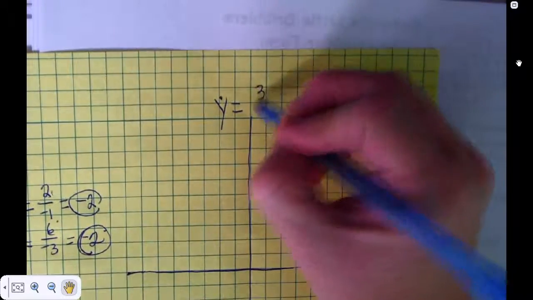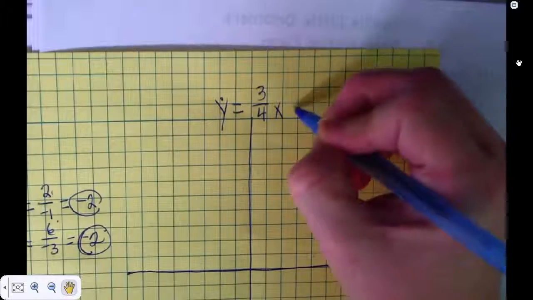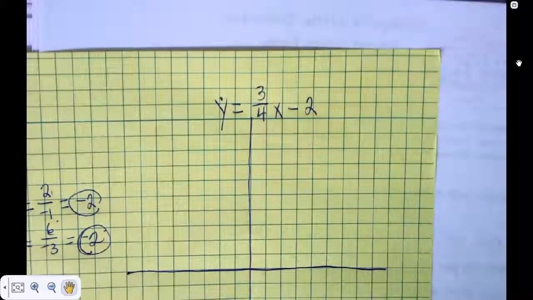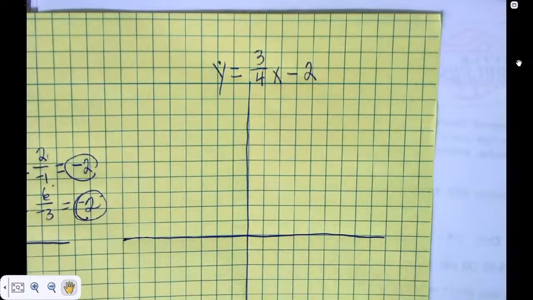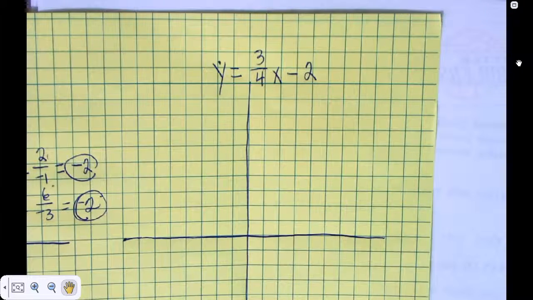Okay? y equals 3/4 x minus 2. Go graph it. y equals 3/4 x minus 2. Where are you going to start? -2. On the y-axis, you're going to start at -2. Now the slope is 3/4. So we're going to what from that point?